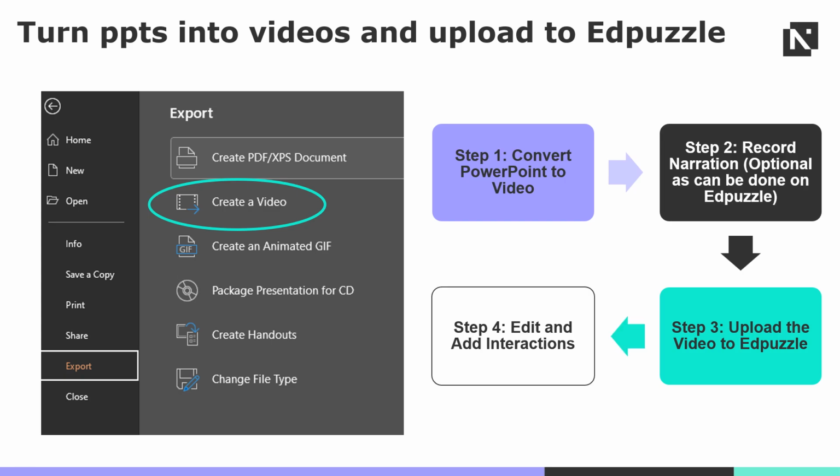And finally, edit and add interaction. So once your video is uploaded, you can trim it, add questions and set up checkpoints where you want students to interact with the content. Save the video and assign it to your class. That's it. You've now turned your PowerPoint into a video, added interactivity and uploaded it to Edpuzzle.